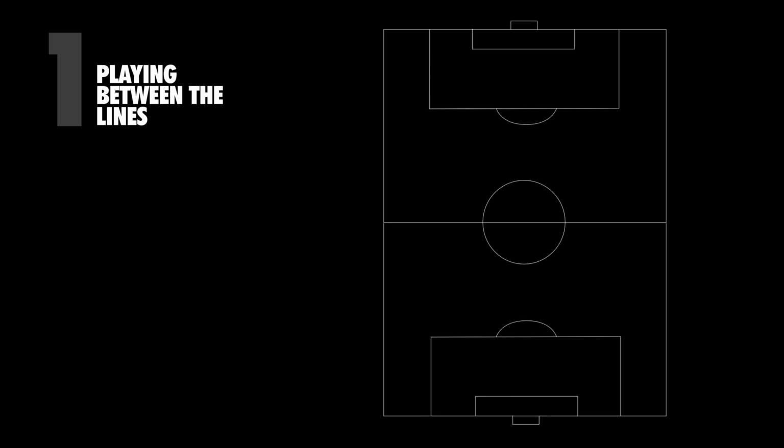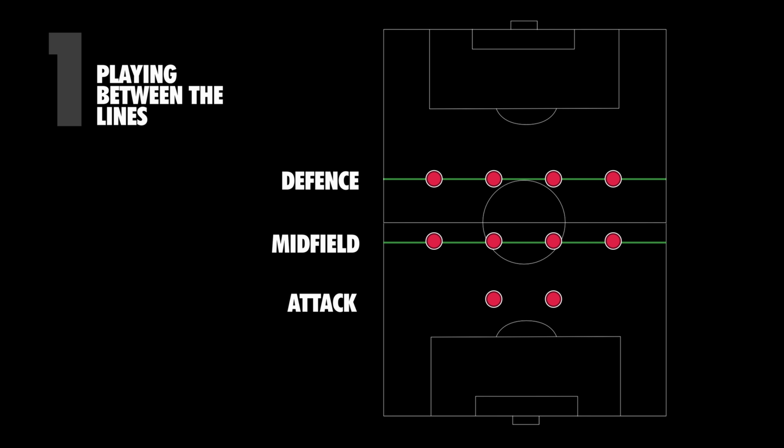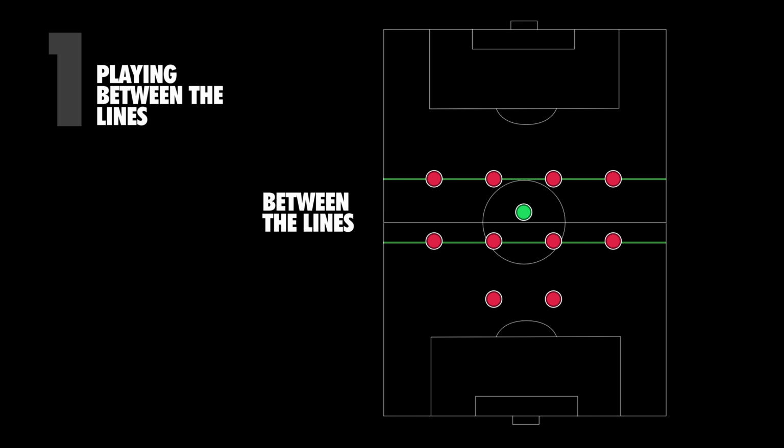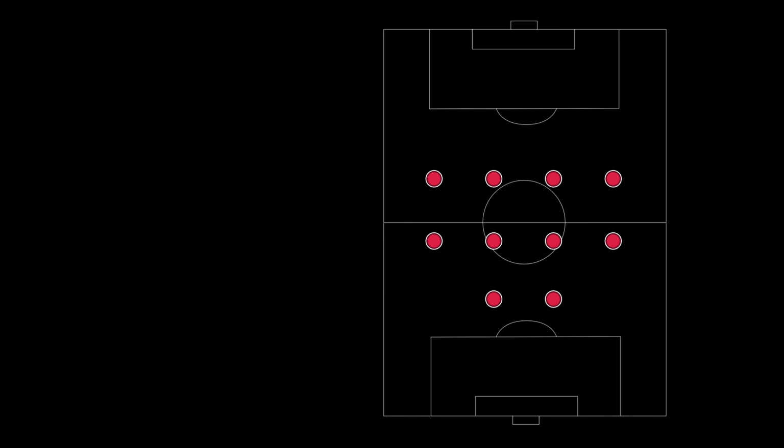First, you're going to find yourself positioned between the lines. You'll hear this saying a lot, but what do we mean by lines? If you look at the shape of the opposition's defence, each defender is a line. So in a 4-4-2, there are three lines: the defence, the midfield and the attack. And as an attacking midfielder, you'll usually be positioned between the defensive line and the midfield line.